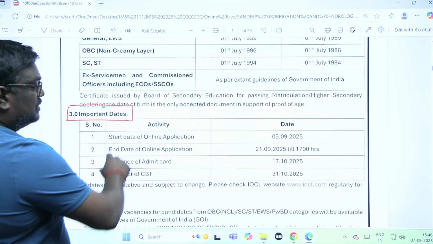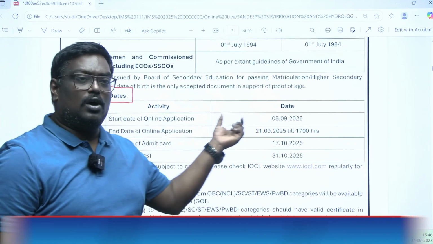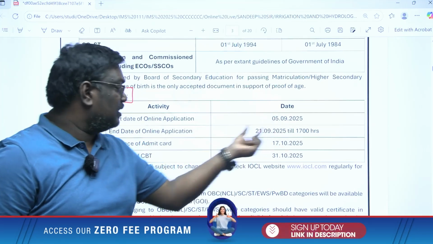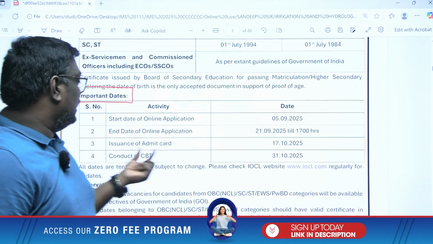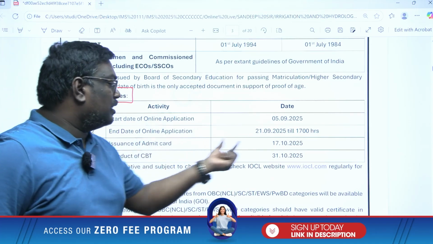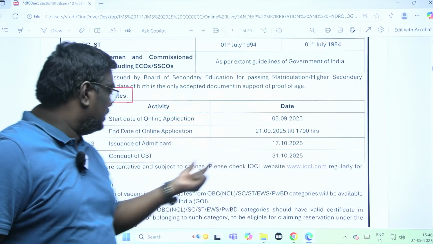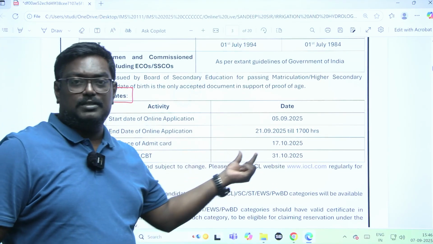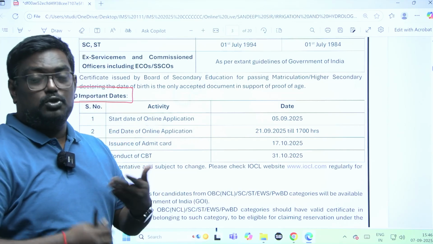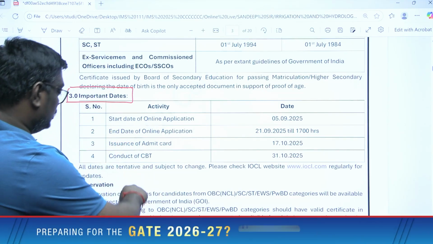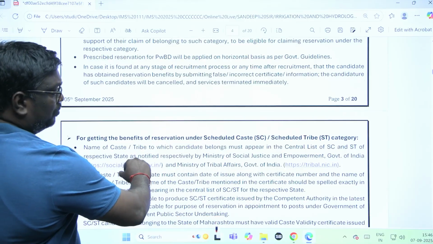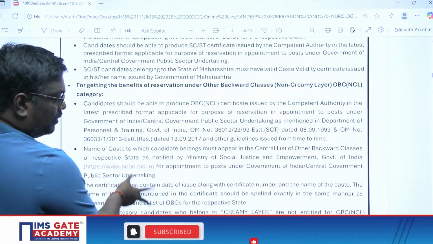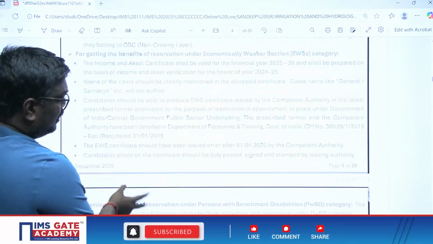Now, important dates. The online application starts from 5th September, and the end date of the online application will be 21st September. The admit card will be on October 17th, and the computer-based test will be conducted on 31st October. So you should be well prepared for this exam, because it is an immediate notification and we have less time to prepare also. But for the students who are prepared for GATE, this exam will be a cakewalk.